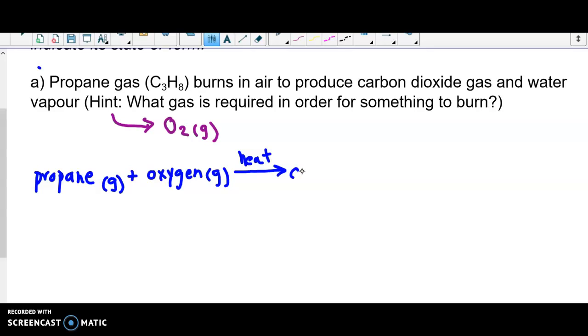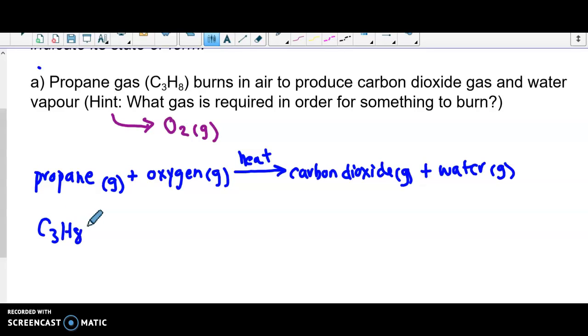This is going to produce carbon dioxide gas plus water. And the hint here is we're dealing with water vapor. Vapor is a gas. So there, that's the word equation. Next up, we're going to turn this into a skeleton equation. So all I'm going to do is write the same thing, but replace the names with formula. So propane is C3H8. That's a gas.